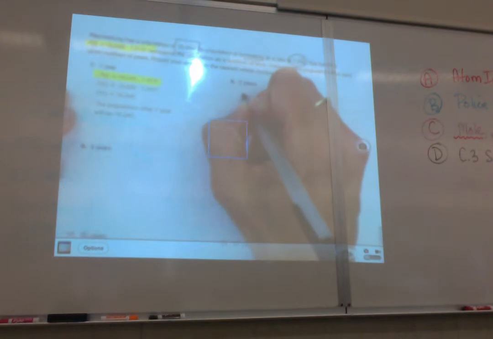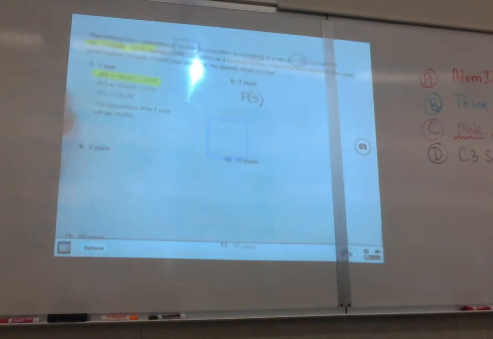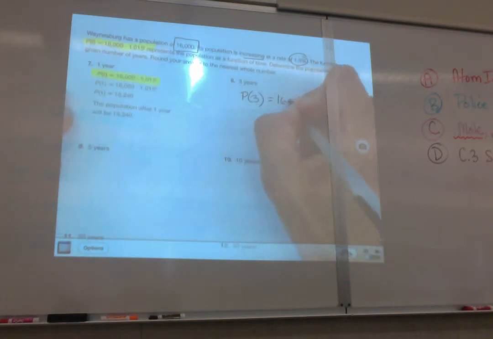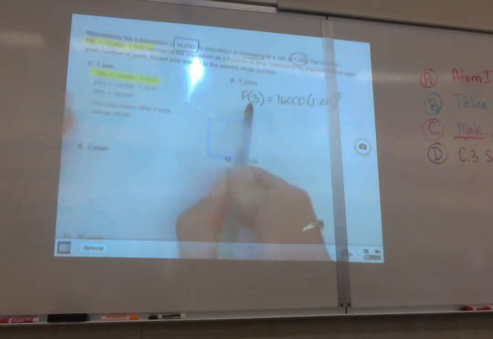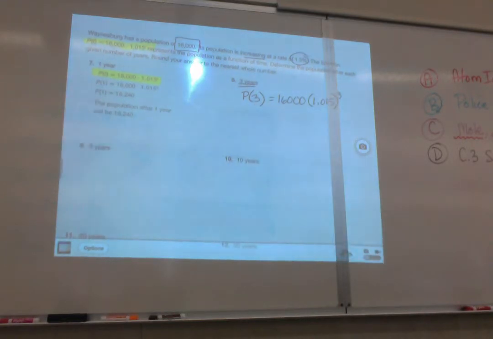For this one right here, we're going to do P of 3 years. We're going to go 16,000 times 1.015 raised to the 3. So we're substituting in right here a 3 because it's 3 years, and right there a 3. The 3 represents time. It's a t in our generic function. We're going to go ahead and substitute it on in. This is a calculator problem.